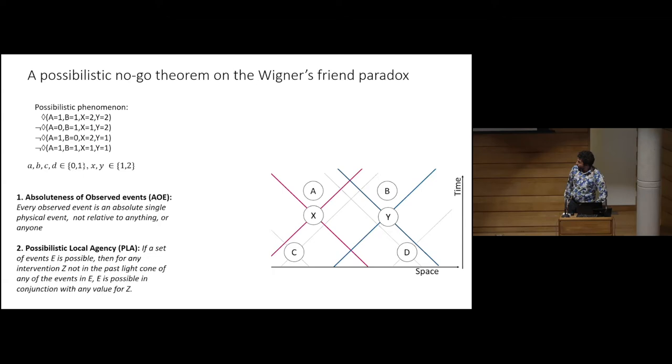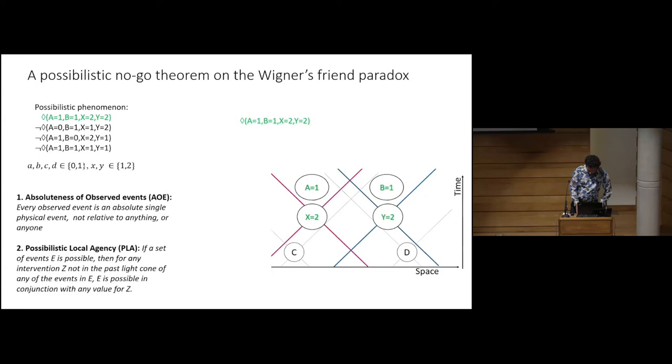Now we fix the scenario. A, B, C, and D can take values in the set 0, 1, and x and y in 1 and 2. And we fix this possibilistic phenomenon, or part of it. First line says that A equals 1, B equals 1, x equals 2, y equals 2 is possible. Second line will say A equals 0, B equals 1, x equals 1, y equals 2 is not possible, and so on. The other unspecified events, we can just say they're possible. They don't really play a role in this.